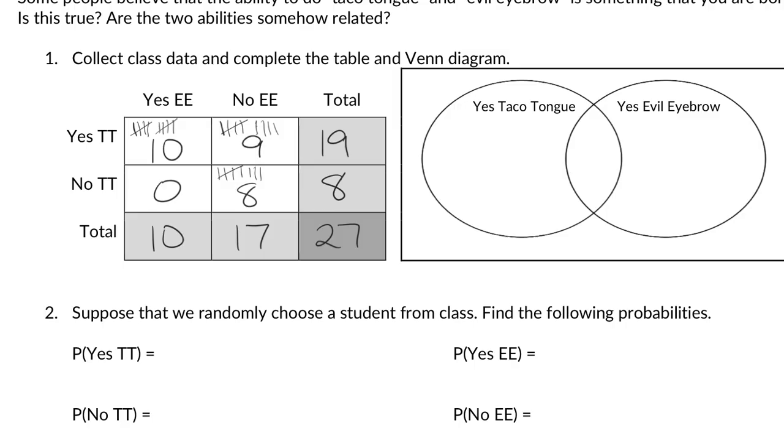This is called a two-way table. You're showing me two different things and totaling them up separately. This is going to come back to haunt us in a couple lessons, but it's called a two-way table.